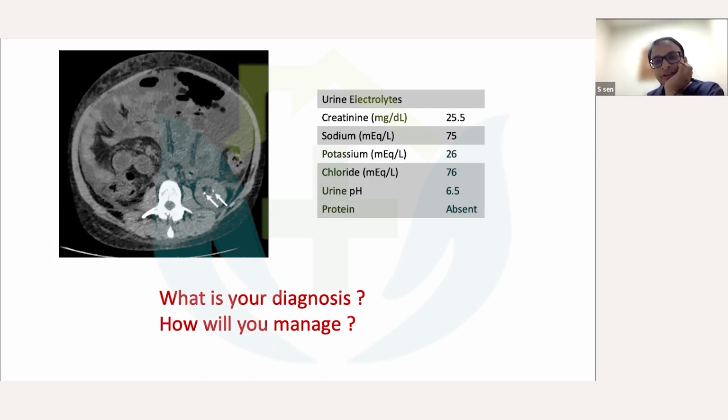So we have done urinary electrolytes for this patient to understand the urinary anion gap. Now tell me your diagnosis. We have also done a CT scan for this lady. What will be your diagnosis, and how will you manage?